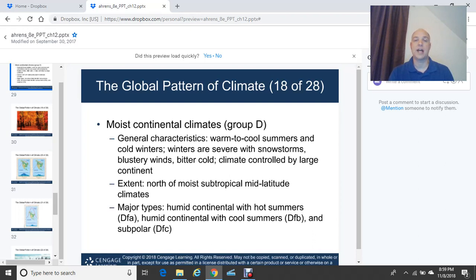include humid continental with hot summers, and that's abbreviated DFA climate, or DFA climate. The humid continental with cool summers, the DFB climate, and the subpolar climate, that's abbreviated DFC.